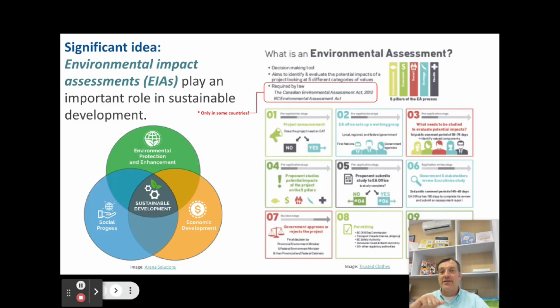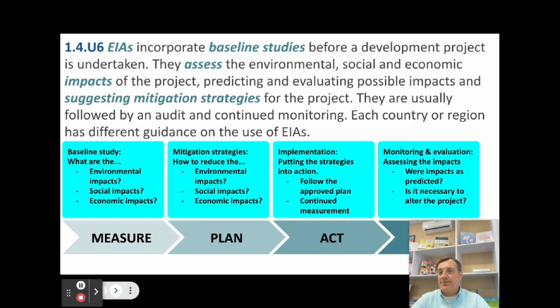The next big idea in topic 1.4 is that environmental impact assessments are important for sustainable development. Let's look at the name of this thing. It's an assessment, which means to measure. So we want to measure the environmental impact of our actions. That's what an EIA does. It's how we measure the environmental impacts of what we're doing. EIAs are going to be different depending on the size of the project and which country it takes place in, but they all follow a fairly similar structure.